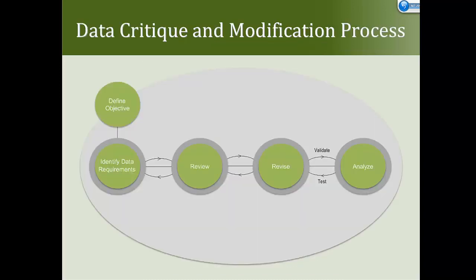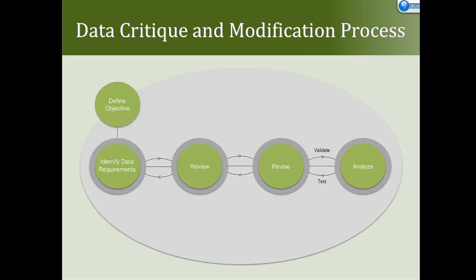So what this slide shows is a 5-step conceptual model that Corey Blankenship and I came up with to help frame the critique and modification process. So step 1 is to define your assessment objectives. And defining your objectives up front really helps you determine your data requirements and also the level of critique and modification that you may need or may not need to perform.